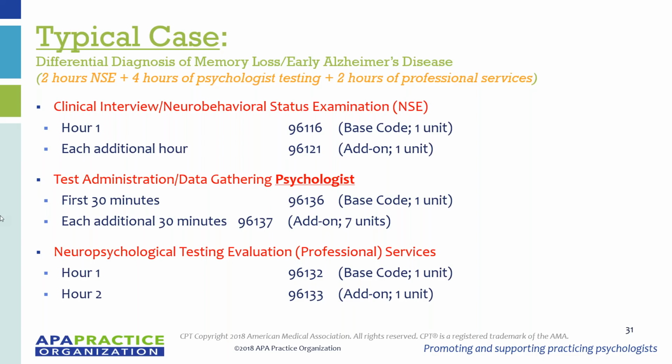And then there's your professional services. In this example, we're saying 2 hours of professional services to do everything that you need to do for this example. In hour 1, you're using your base code, 96132. In hour 2, you're using your add-on code, 1 unit, 96133. Next slide.